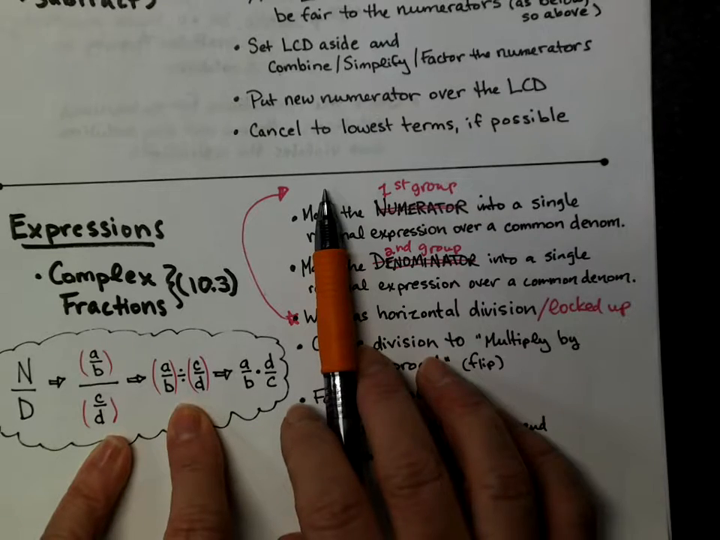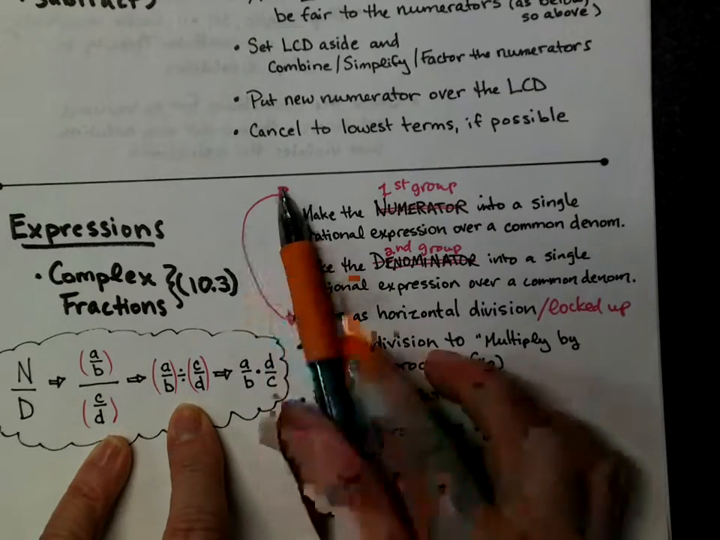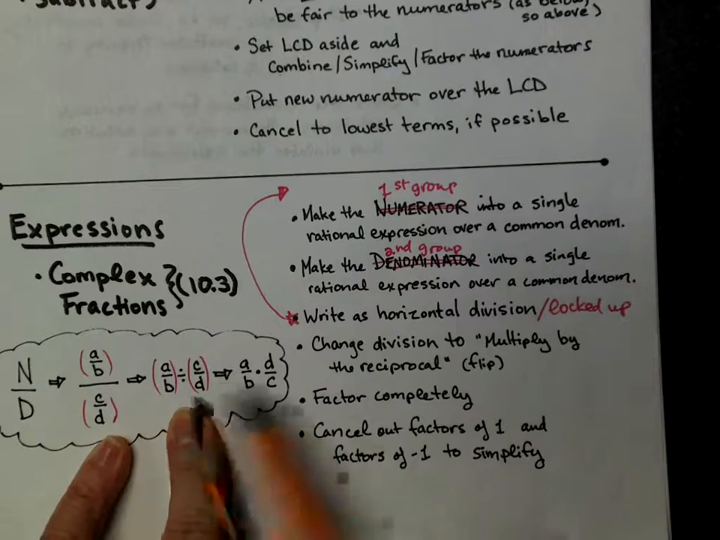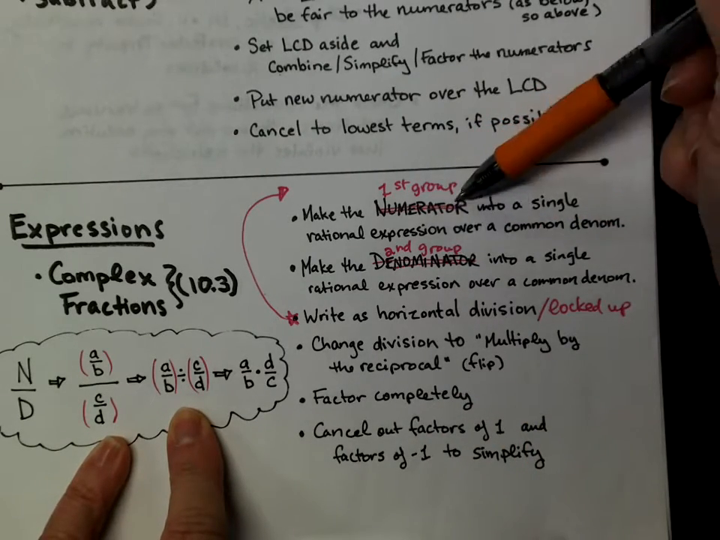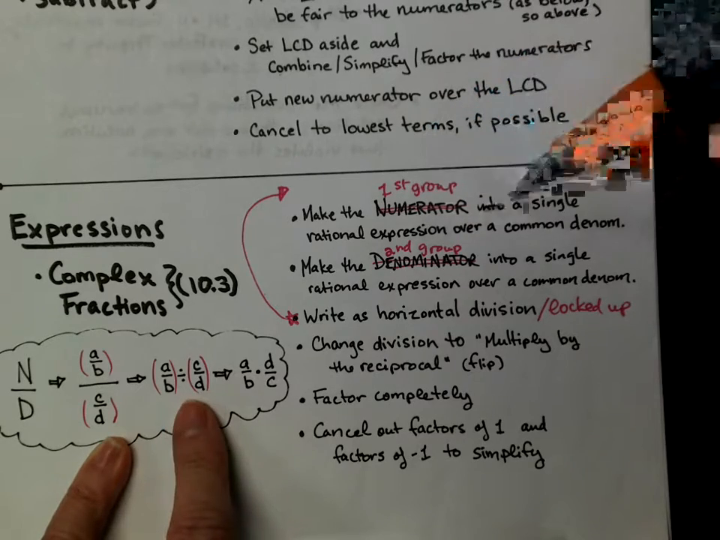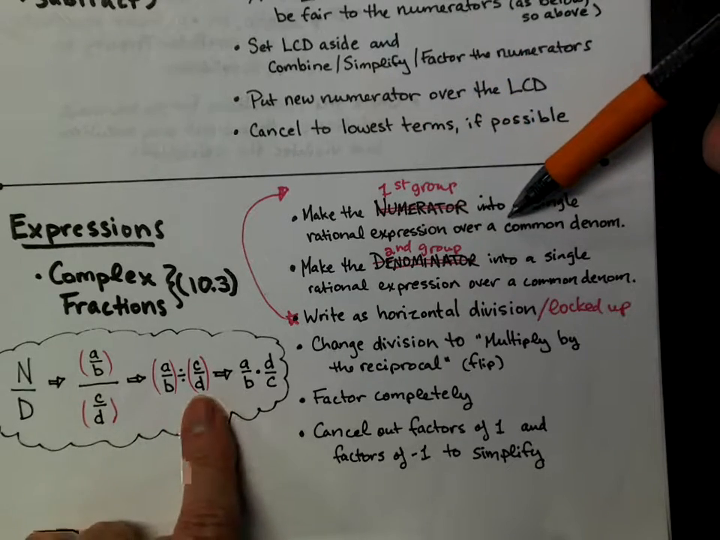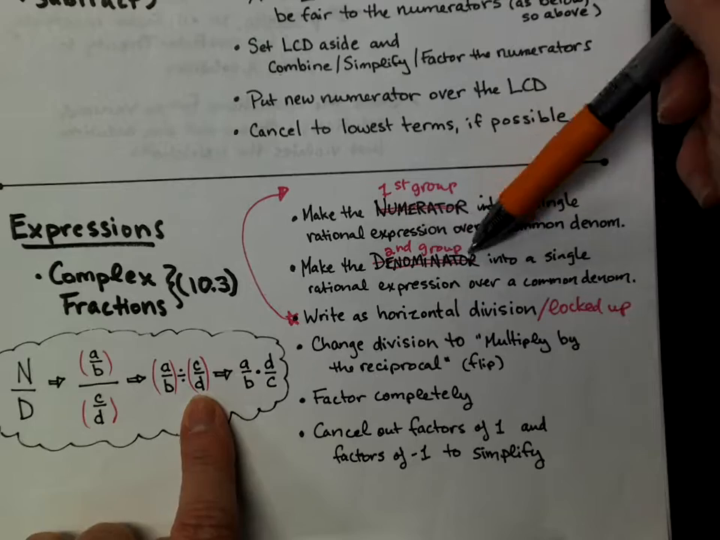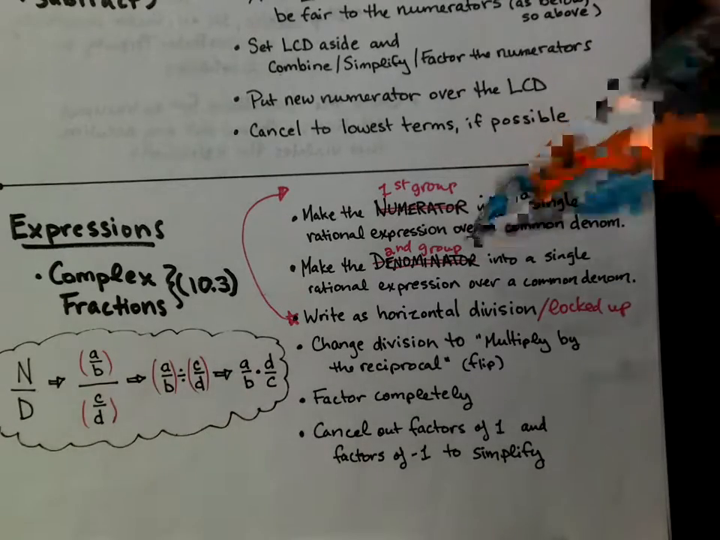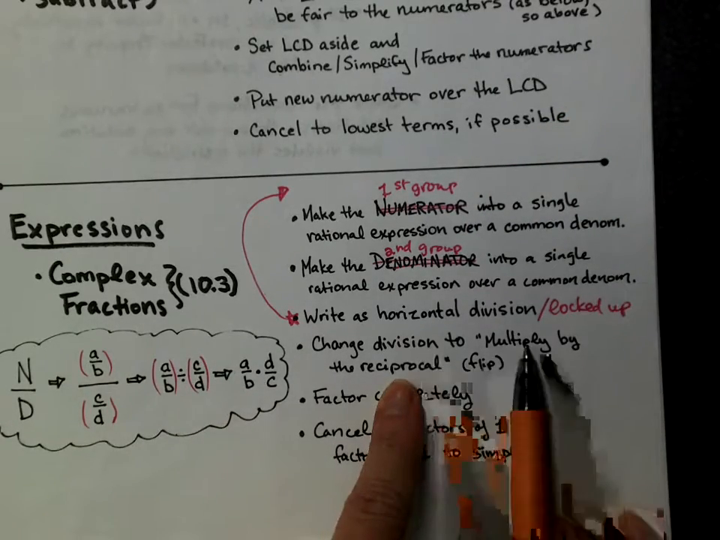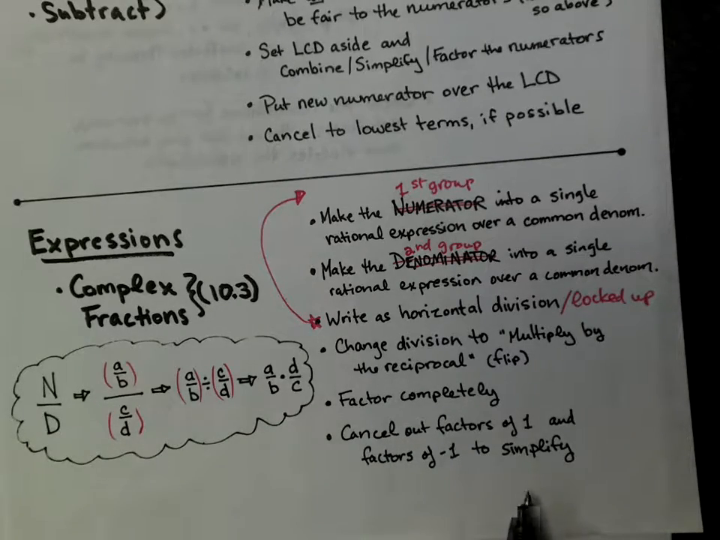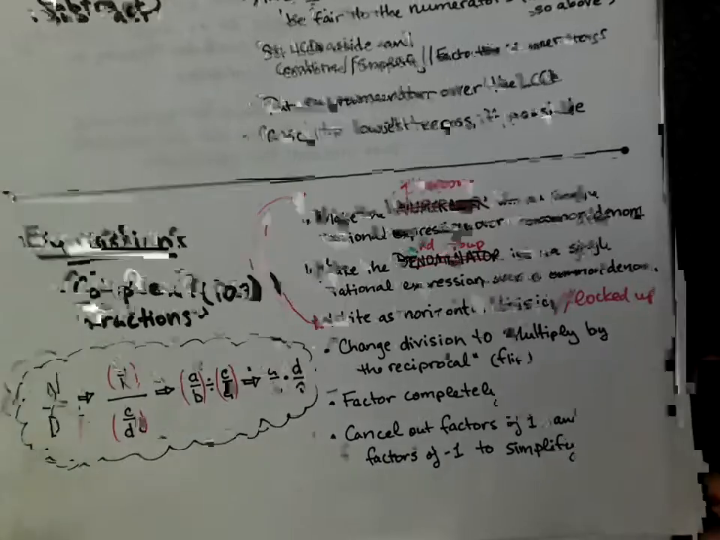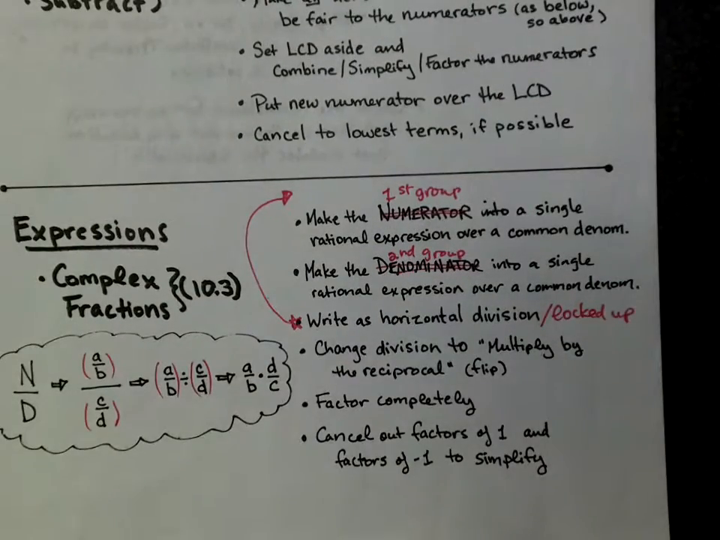I found that kept things cleaner. Okay. So this third one, move up here. Lock up your numerator and denominator and write it horizontally. And then it's no longer numerator and denominator, so then you make your first group into a single rational expression over a common denominator, if necessary, and same thing with the second group. At that point, you can drop the parentheses, change division to multiply, flip it, factor completely, and cancel out factors of 1.